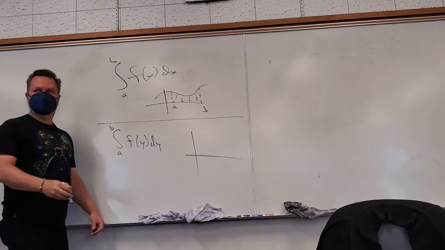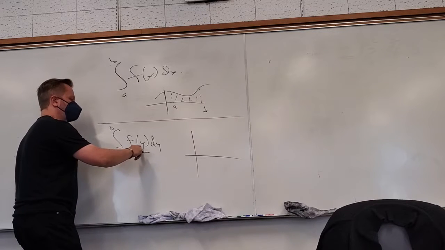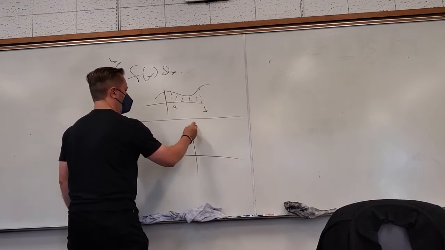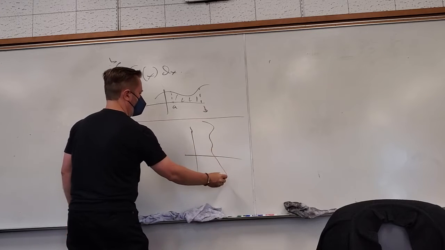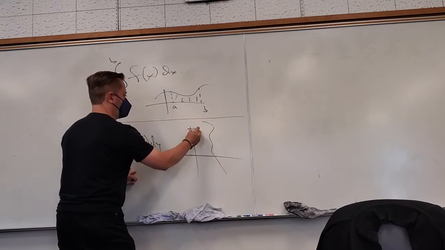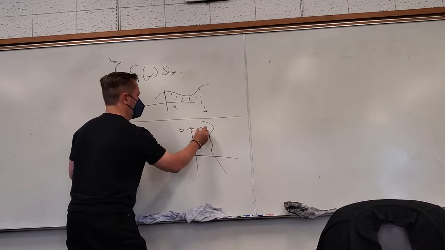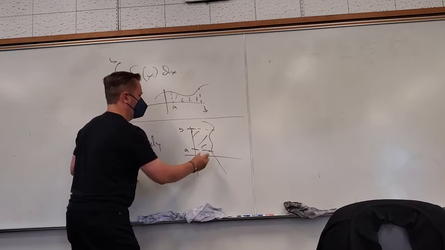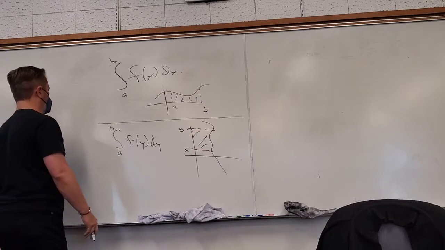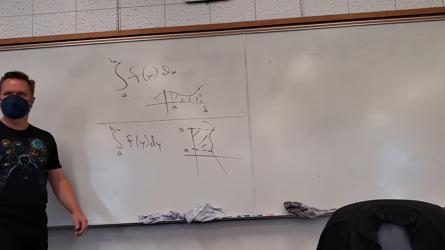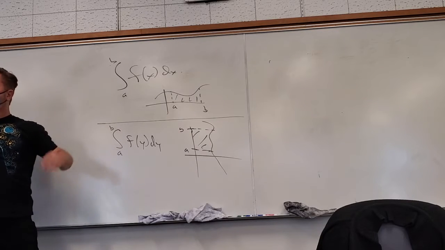So now it's got to be a function of y. It would look something like this: here would be my A, my B. So it would be this here. And if you just do this, it sort of lines up with what we're used to.